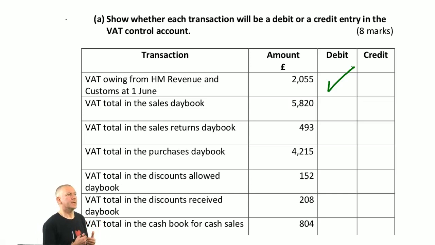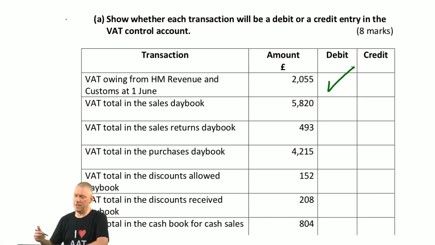The VAT in the sales day book. So what we do is we supply these things called products to these people called our customers, and when we send out the invoices, we collect the VAT at that point. We recognize the VAT at that point. So we've sent out an invoice, we've collected the VAT, so we're in the situation of owing those guys. So that's a credit balance.